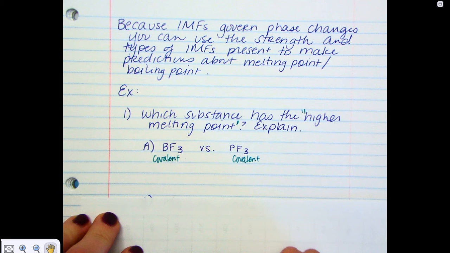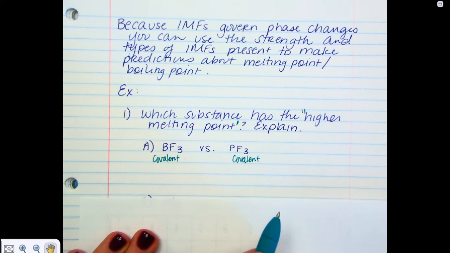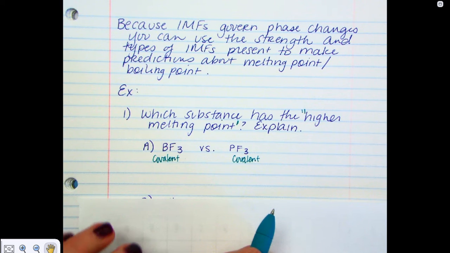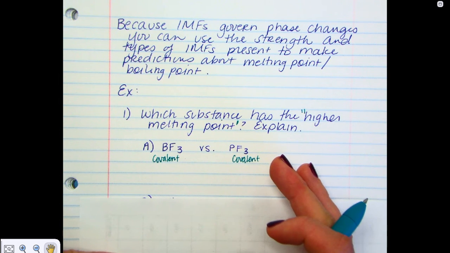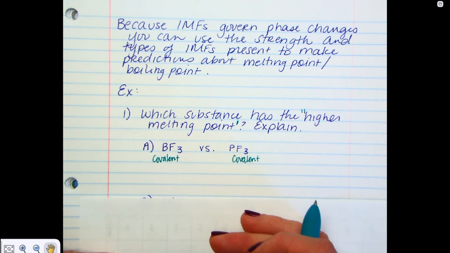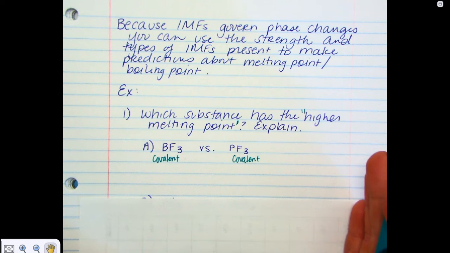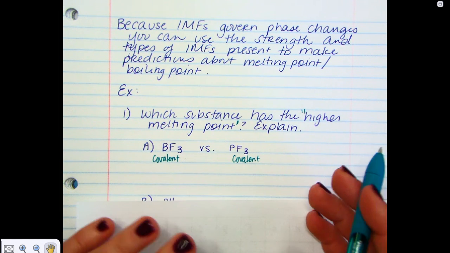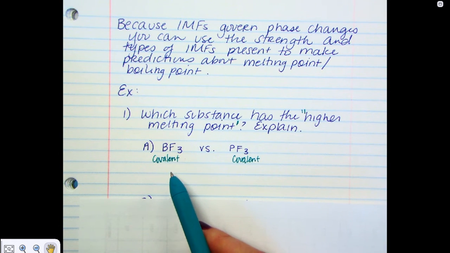Had one of these been ionic, that would have been game over at that point, because remember that ionic compounds are held together really, really tightly and require a lot of energy, more so than our covalent ones, which are held together by our intermolecular forces. So ionic is going to win in the battle of melting point every time. But these are both covalent. So I need to now ask a second question. Is this polar or nonpolar?